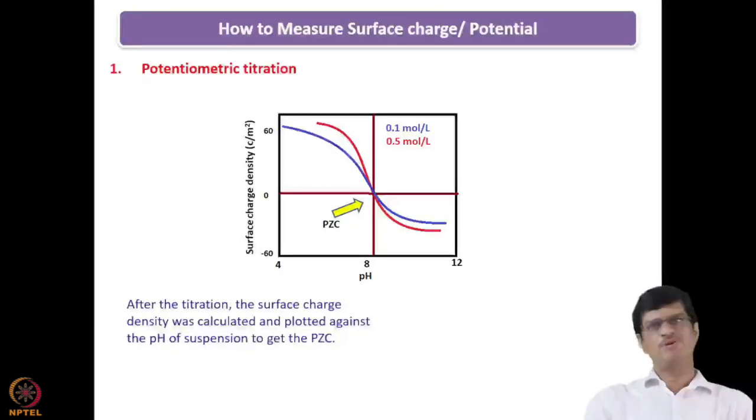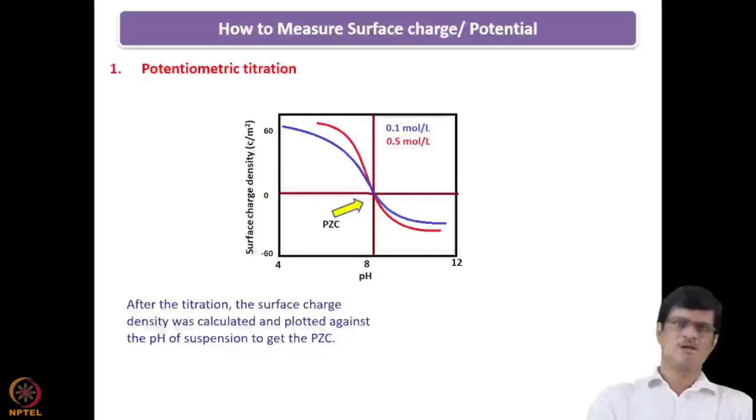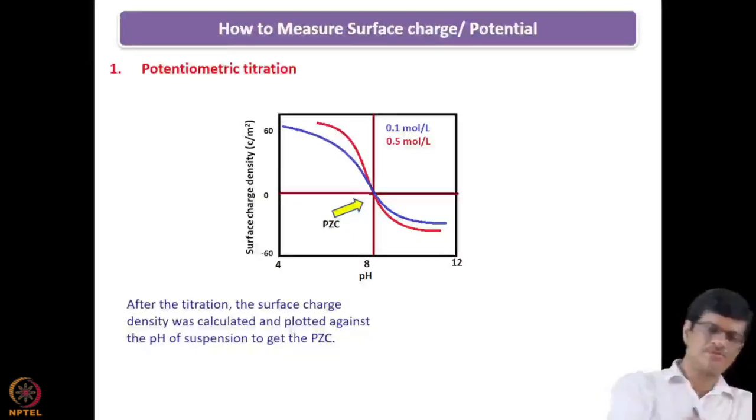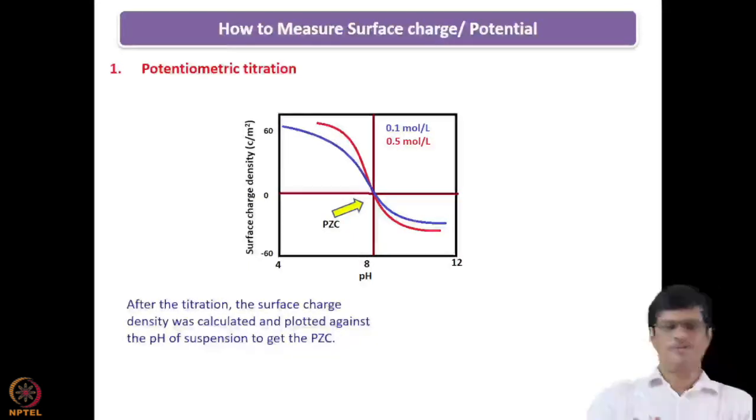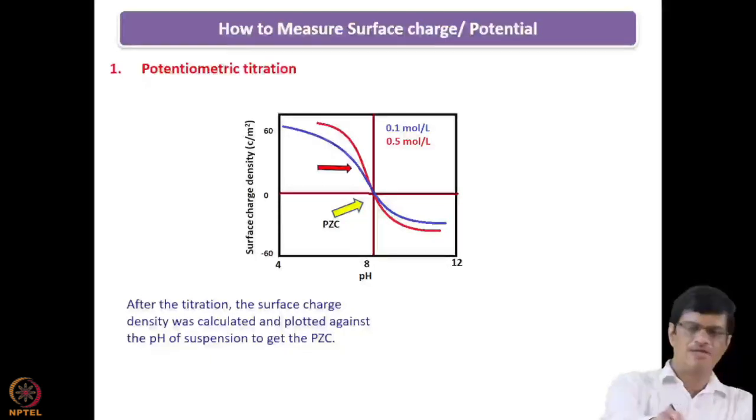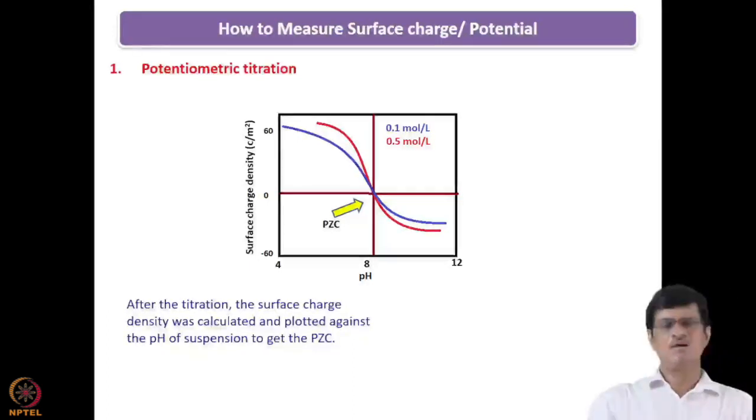Now, how to measure the surface charge or the potential can be done by potentiometric titration. You see here how, at different pH values, you can get the surface charge density, and how it varies initially, and then when it comes down, you get this pH value where the value is zero. That is where the charge density is zero, and that is called the PZC. So, PZC can be measured by potentiometric titration.